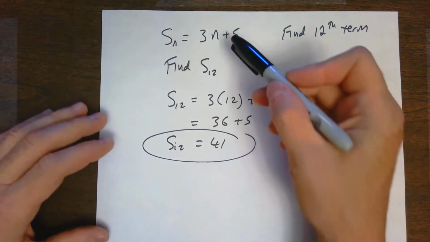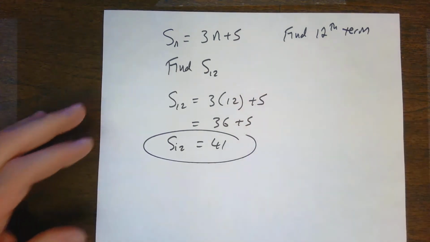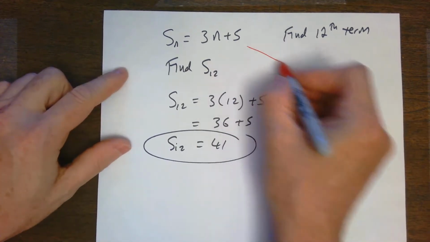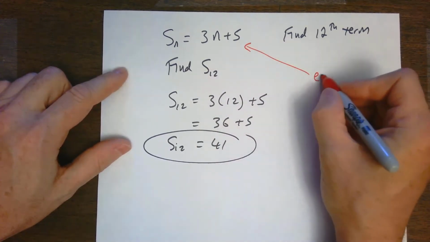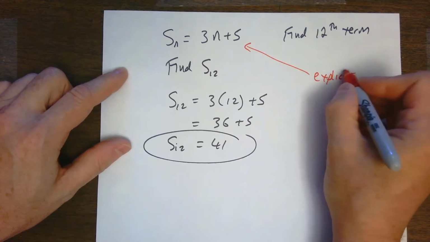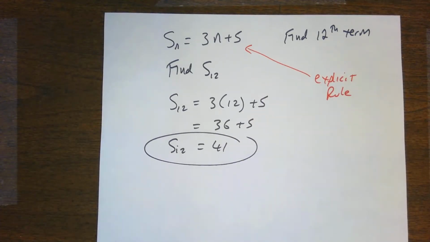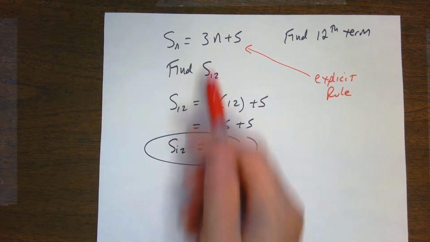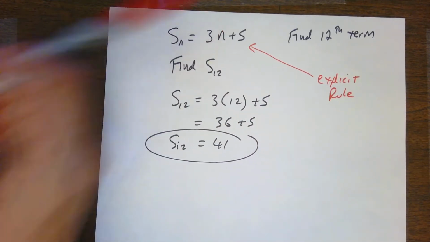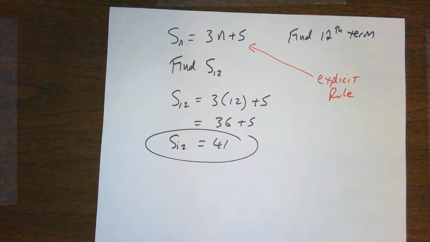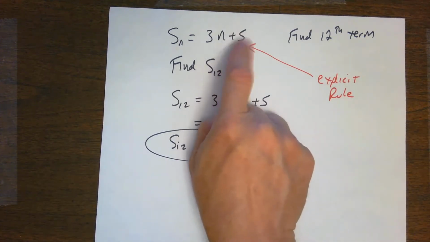So this is nice. Once I've got this formula here, this formula is called an explicit rule. So it's nice when you've got an explicit rule. You can find any term you want. Just plug that in there. If I wanted to find the 17th term, just plug 17 in there. But we don't always have a nice, well-behaved explicit rule.